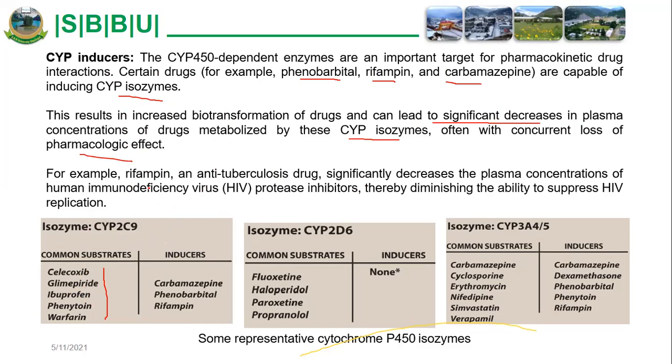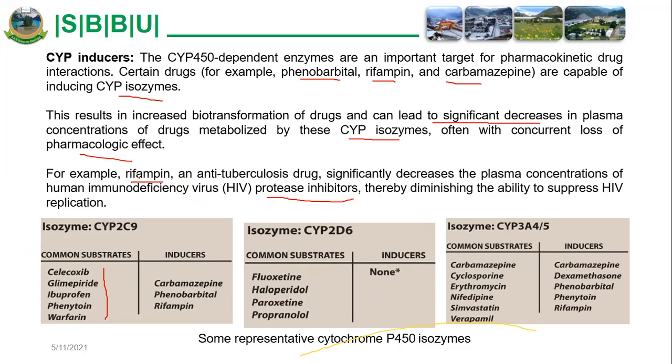Let's suppose rifampin, for example. Rifampin is an anti-tubercular, anti-TB drug. It significantly decreases the concentration of these protease inhibitors, the HIV protease drugs, which are mostly potentiated by the HIV drugs. So it can diminish the ability to suppress HIV replication.